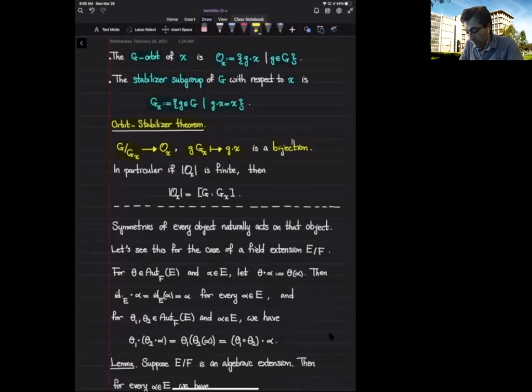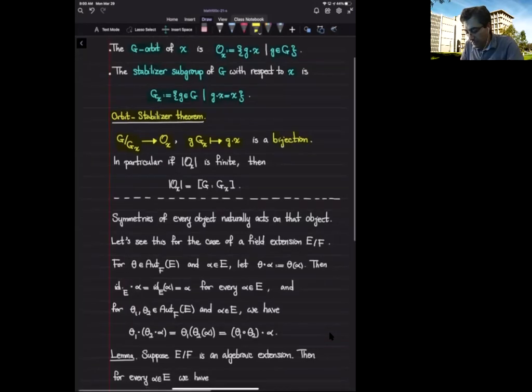In particular, if these sets are finite, when the group G is finite, let's say, then the number of elements inside the G orbit of x is the same as the index of the stabilizer subgroup with respect to x inside G. Okay, this is the orbit stabilizer theorem. I wanted to quickly recall it, and the importance of understanding the G orbits and the stabilizer subgroups. So whenever you have a group action, it's a good question to ask: what can I say about the stabilizer subgroups? What can I say about the orbits?